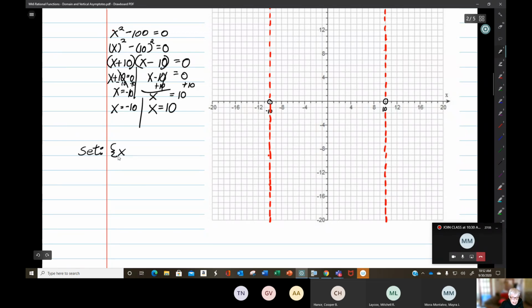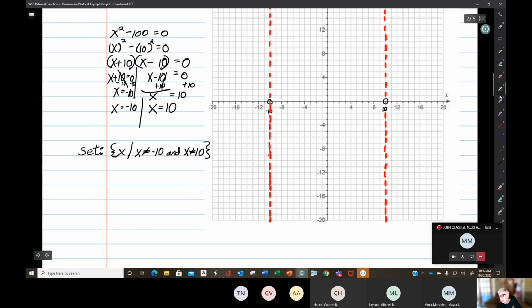All x such that x cannot equal -10 and x doesn't equal +10. So all you have to do is write your findings right here, but put a slash through the equal sign. Interval notation, of course, is going to be just a little bit different.